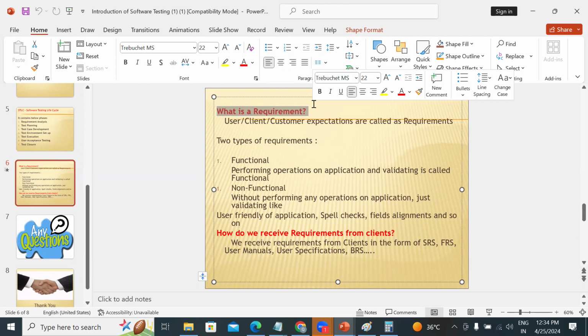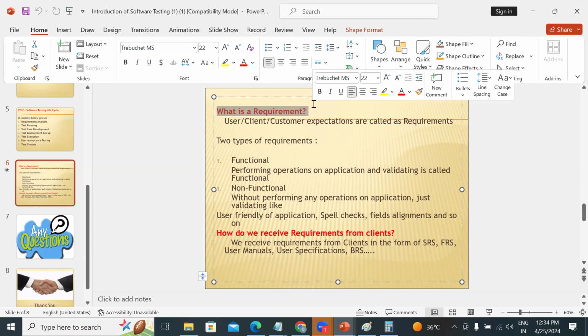Something we have requirements, right? Same way, with respect to software also we have some requirements. Your expectations with respect to software are called requirements. Now we have a banking application. How can I access? First of all, you have to enter username and password. If those are valid, then only you can access the application. That's my requirement.